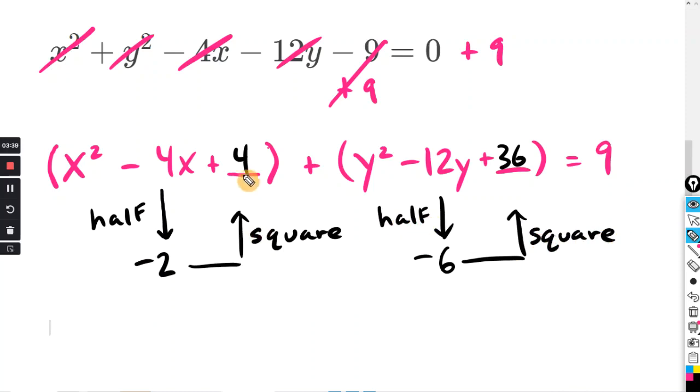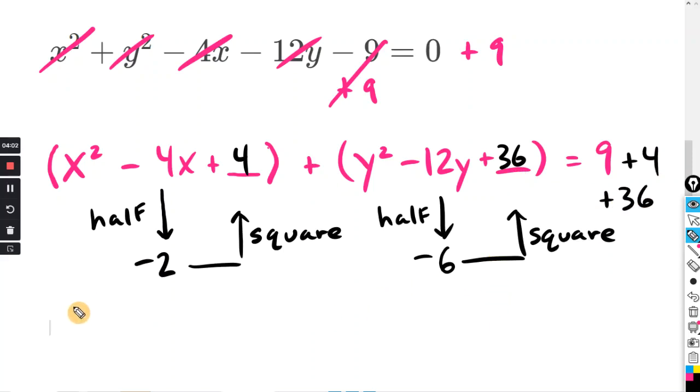Now, you can't just randomly add numbers to one side of the equal sign and not the other side. So in order to balance this out, since we added 4 here, we want to add 4 to the other side as well. Since we added 36 here, we want to add 36 to the other side as well.